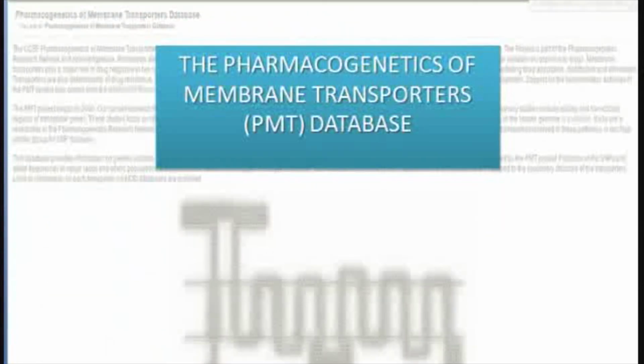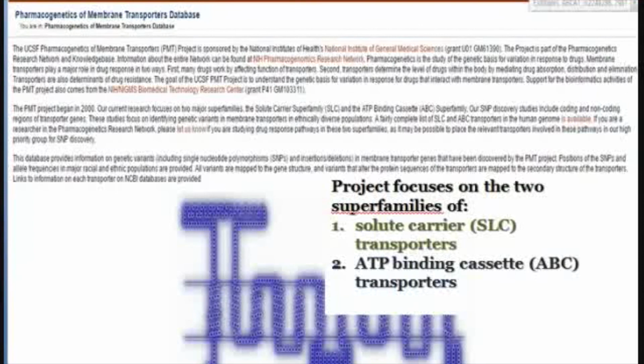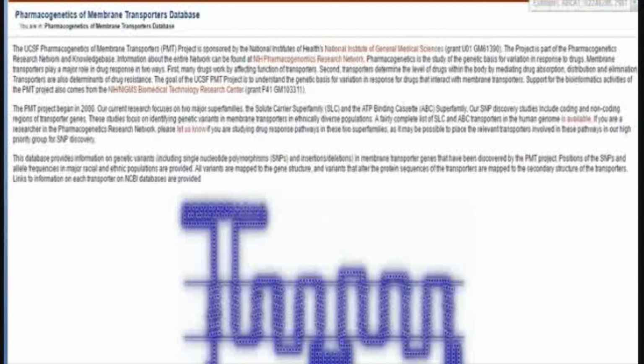Next is the Pharmacogenetics of Membrane Transporters database, or known as the PMT database. This database is part of the Pharmacogenomics knowledge base. It focuses on drug response in relation to genetic variations in membrane transporters. So the PMT project focuses on two superfamilies of solute carrier transporters and ATP binding cassette transporters. This database covers coding and non-coding variations as well as both SNPs and indels, but does not provide allele or haplotype information.